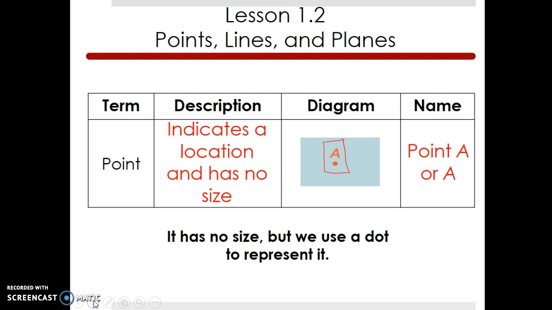The way you label a point is you write point A, capital letter A, or just A. Again, these are capital letters. It has no size, but we use a dot to represent it.